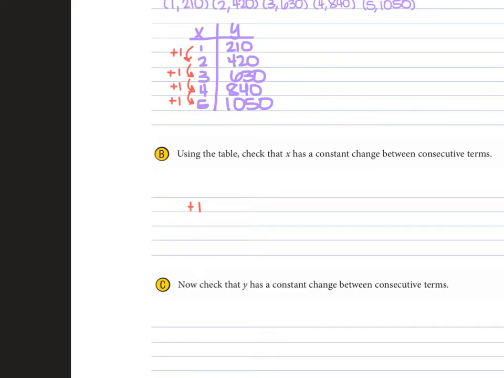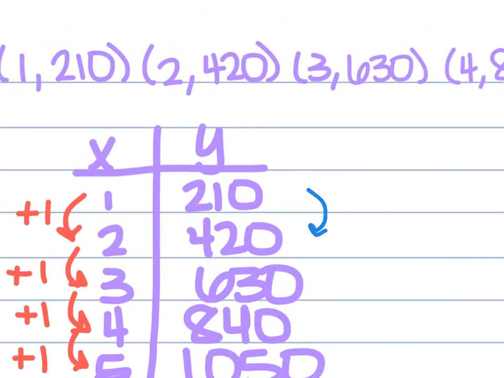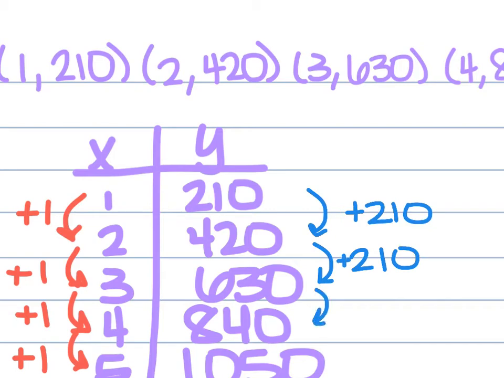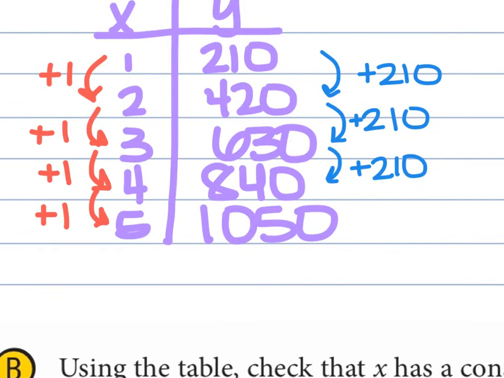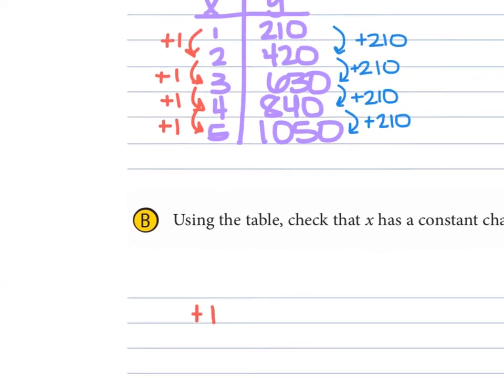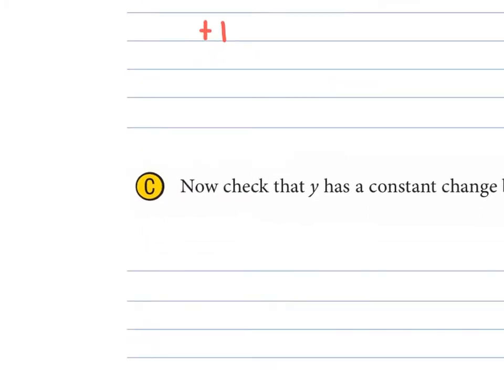For C, we're seeing if we have a constant change in those y values. So from 210 to 420, we're going up by 210. For 420 to 630, we're going up by 210. From 630 to 840, we're going up by 210. And from 840 to 1050, we're going up by 210. So that constant change there is that it's going up by 210.